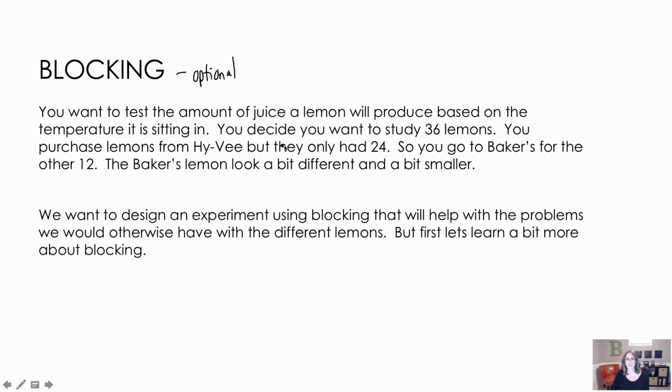So if I were doing this experiment, I would be concerned that the fact that I have Hy-Vee and Baker's lemons, that those are going to produce different results, and therefore they're going to skew my results. So instead, we can design an experiment using blocking that will help with those problems. So let's learn about blocking first, and then I'll show you how you would do that.